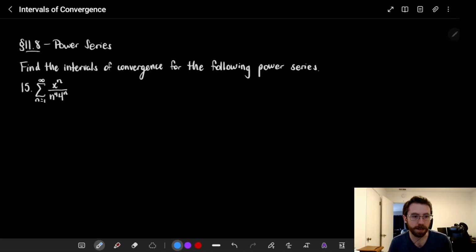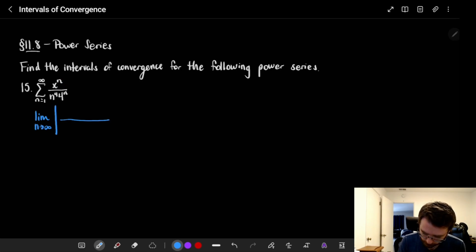Number 15. Basically anytime you're asked to find an interval of convergence, ratio test is the way to go. Right? You know that a series converges whenever the limit that you calculate in the ratio test turns out to be less than 1. So we can set this up the way we normally would.